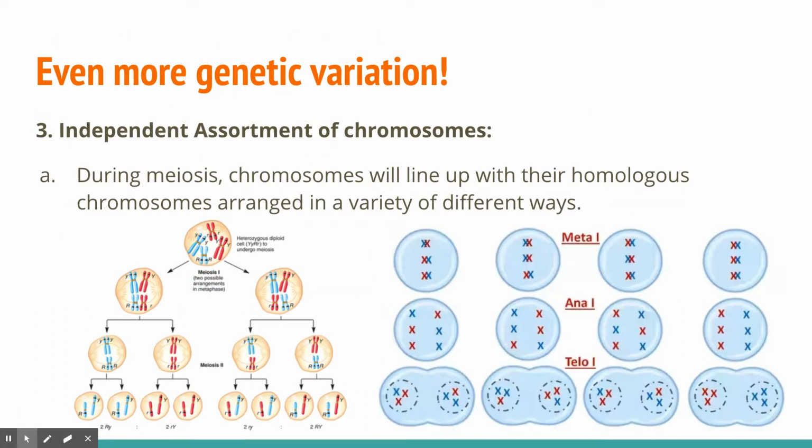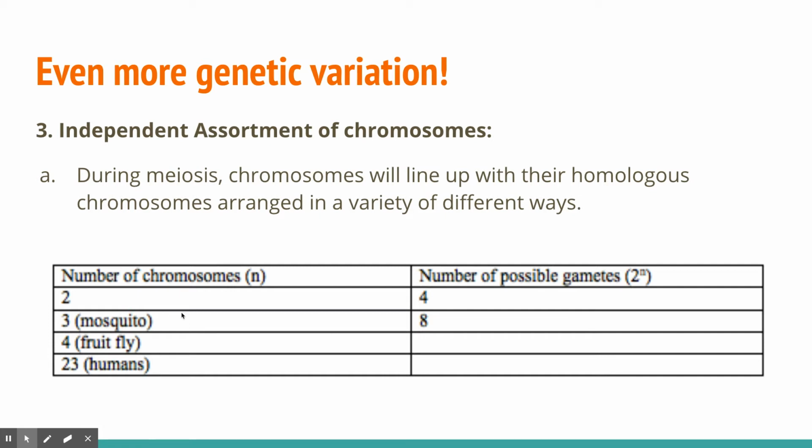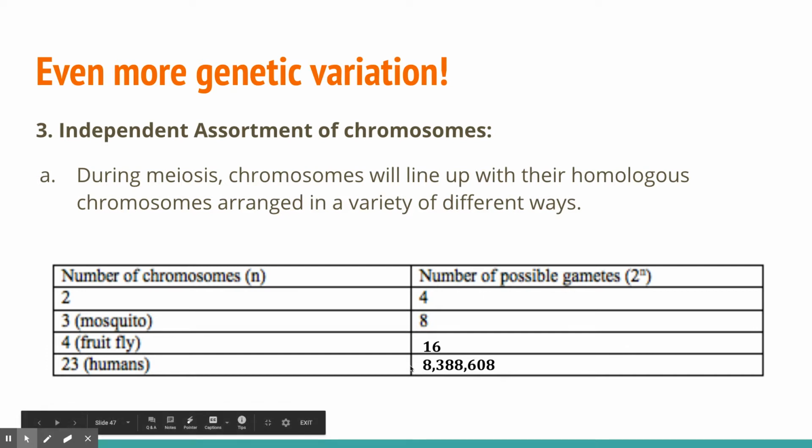So third, independent assortment of chromosomes. During meiosis, chromosomes will line up with their homologous chromosomes arranged in a variety of different ways. So instead of crossing over, they start to line up and then just basically randomly get mixed around to create different combinations. And then if you look here, the number of chromosomes and the number of possible gametes starts to duplicate to an extremely large potential variation from human to human.